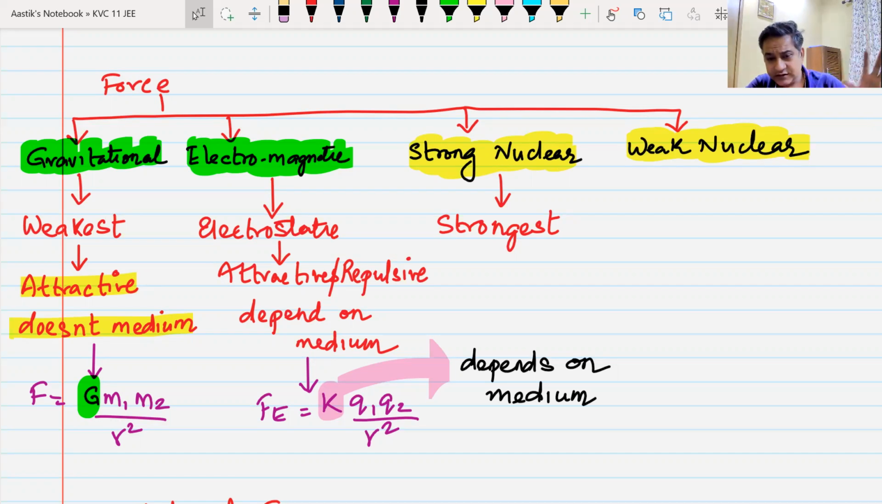Whatever forces you see in the universe are either one of these, as far as the present knowledge goes. So in which category do all these forces that you said lie? 1, 2, 3, 4. Where do they lie? 1 is gravitation, 2 is electromagnetic, 3 is strong nuclear, and 4th is weak nuclear. In which category do they come? Number 4, weak nuclear.